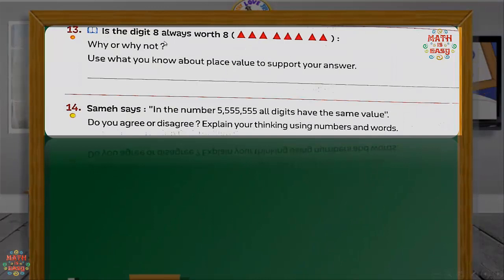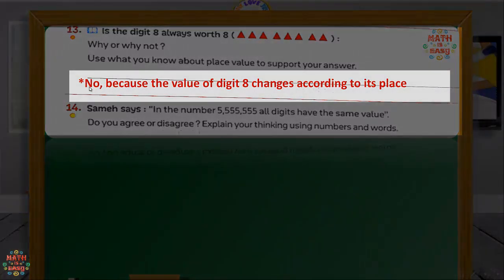13. If the digit 8 always is worth 8, worth meaning equal, why or why not? Use what you know about place value to support your answer. If you put 8 in the ones place, the value equals 8. If you put 8 in the hundreds place, the value equals 800. If you put 8 in the thousands place, the answer will be 8,000. So your answer should be disagree, because the value of digit 8 changes according to its place.